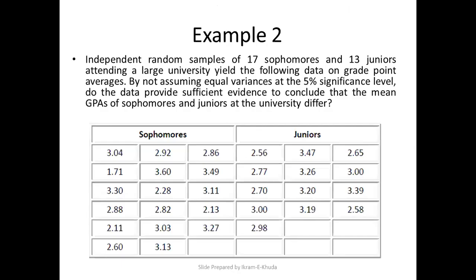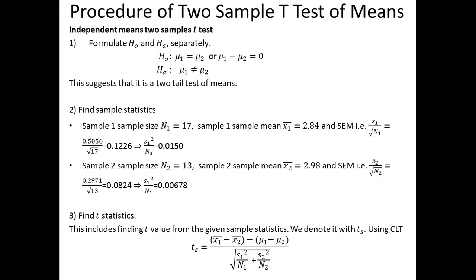Now the statement of the alternate hypothesis will come from the question. The question says that do they differ. By the word differ, it means that one can be greater than the other, or one can be less than the other. So when any of the cases are possible, we write it this way, that mu1 is not equal to mu2. And this suggests that it is a two-tailed test of means.